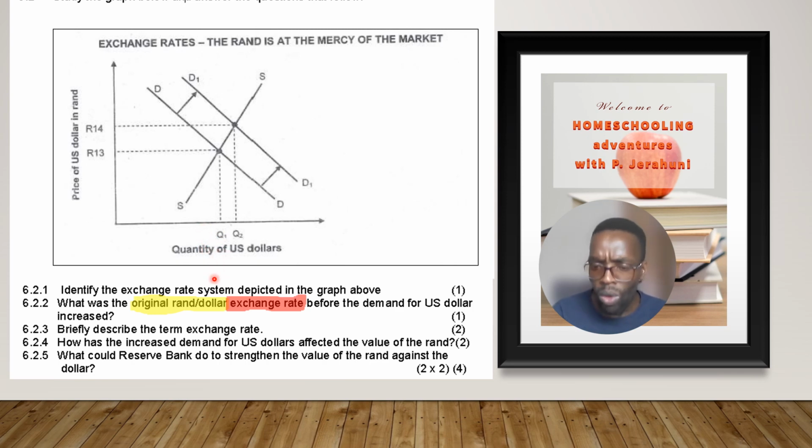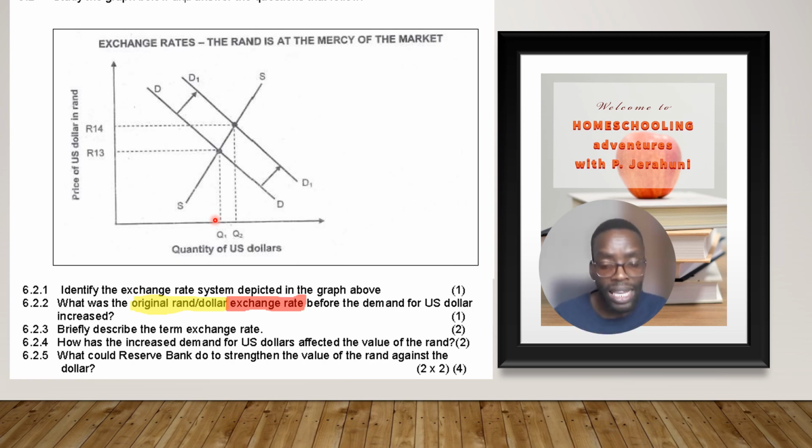If you had written Q1, it is wrong, because it's not the exchange rate, it's not the price. You are telling us about the original market quantity. But here the question is asking about the price, so you need to look at the rand amount. It should be in rand amounts. So it's very important that you understand what the examiner is asking, because if you give me the quantity Q1, it will be wrong. You did not give us the exchange rate, you gave us the market quantity.